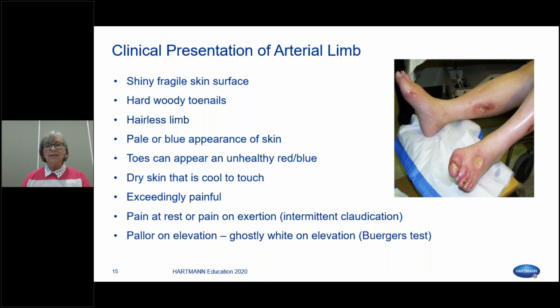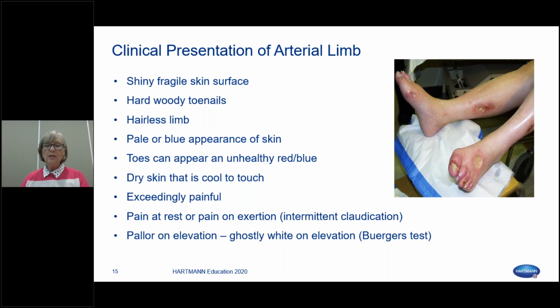The clinical appearance, as I said earlier, are often shiny, fragile skin, hard, woody toenails, and you can see those toenails there look quite unhealthy. A hairless limb, because all the hair follicles have died from lack of oxygen. Pale or blue appearance of the skin and toes. The skin is very dry and cool to touch, and these ulcers are often exceedingly painful.